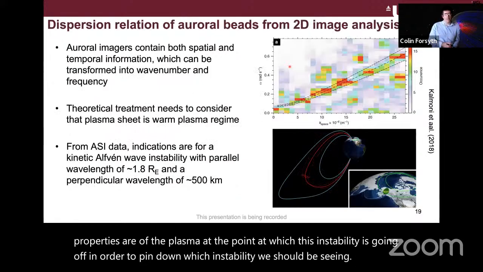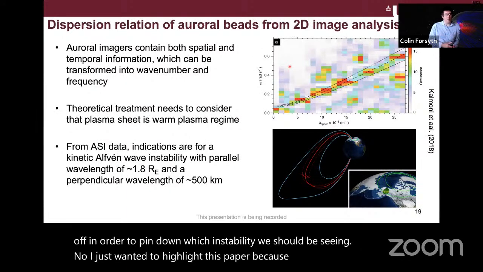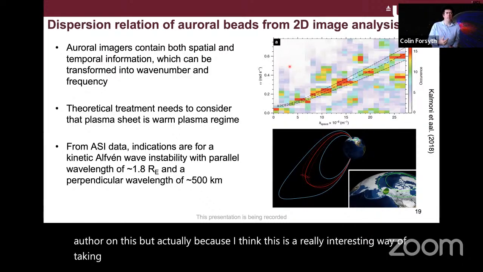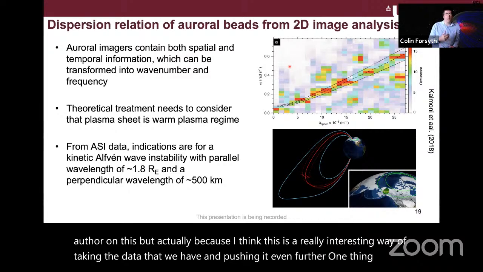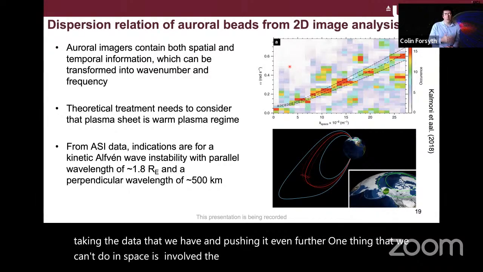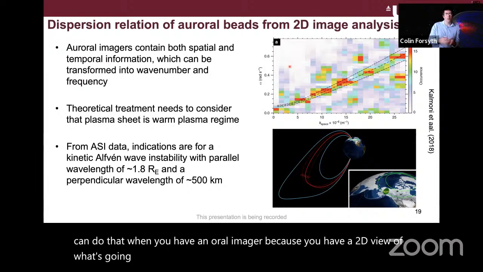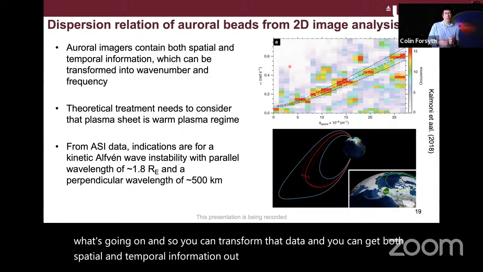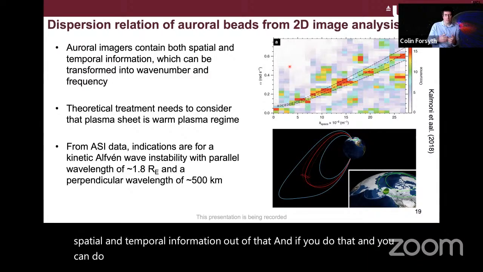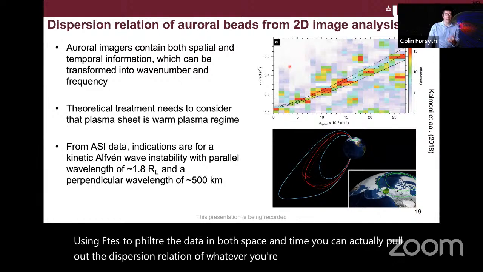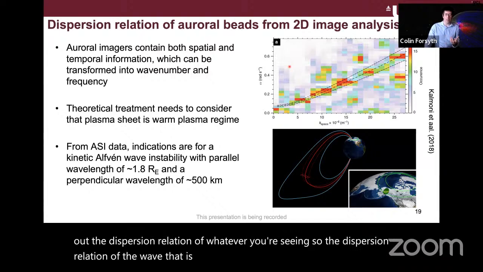Now, I just wanted to highlight this paper, and not just because I'm a co-author on this, but actually because I think this is a really interesting way of taking the data that we have and pushing it even further. One of the things that we can't do in space is deconvolve the temporal and the spatial information. But you can do that when you have an auroral imager because you have a 2D view of what's going on. And so you can transform that data and you can get both spatial and temporal information out of that. And if you do that, and you can do this using FFTs to filter the data in both space and time, you can actually pull out the dispersion relation of whatever you're seeing. So the dispersion relation of the wave that is causing these auroral beads.